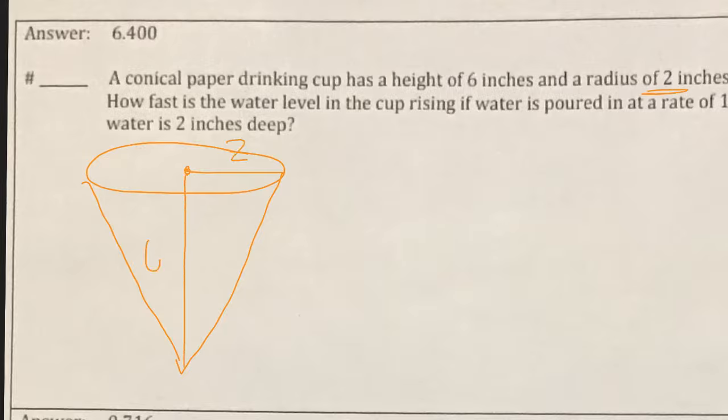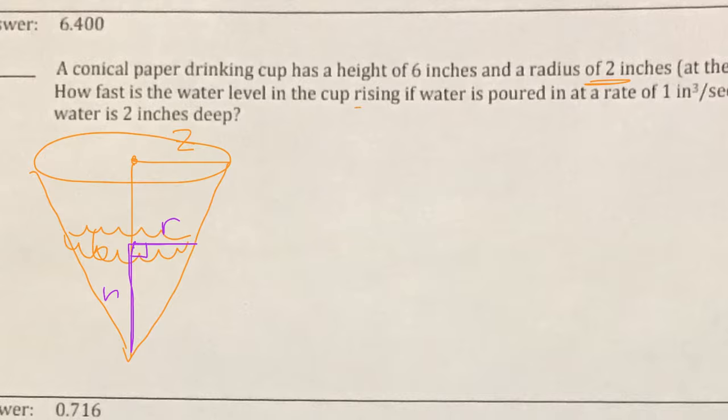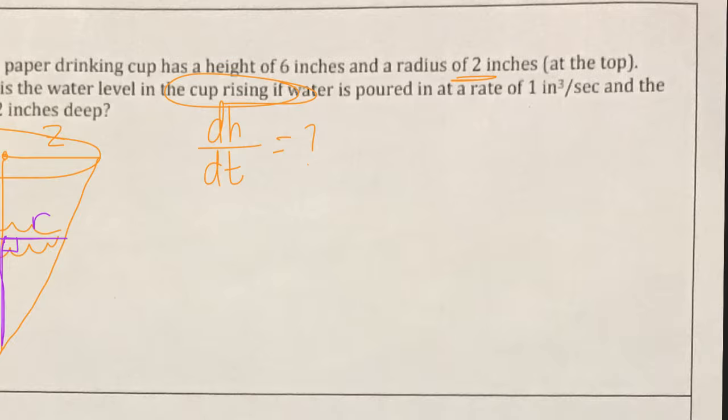Remember, these are maximums, right? If the water is right here, then the radius is not 2 just yet. Remember, the radius and the height are always going to be proportional when it comes to these types of problems, r over h. Okay, how fast is the water level of the cup rising? So that's dh/dt, the derivative with respect to time of the height. How fast is the height changing when water is being poured in at a rate of 1 cubic inch per second? So the volume is increasing at a rate of 1 cubic inch per second.